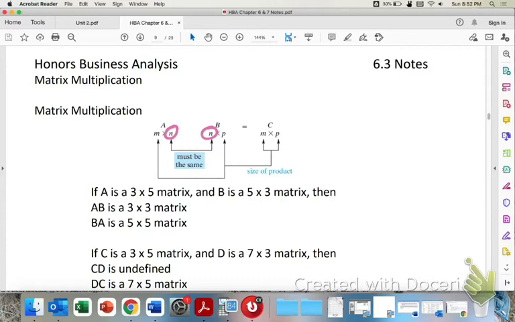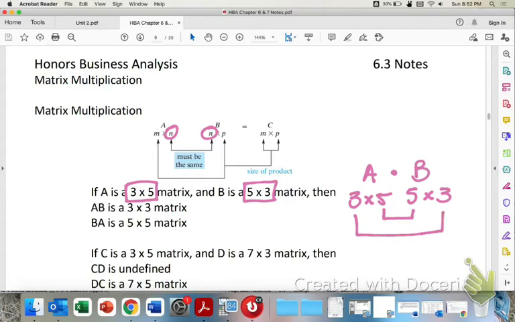Now, the one good thing about this is that we're going to be doing a lot in our calculators, but just to kind of practice a few things. If I was looking at this first example, if A is a 3 by 5 and B is a 5 by 3, if I was multiplying matrix A times matrix B, I would check the sizes, 3 by 5, 5 by 3. The numbers in the middle have to match. The answer is going to be the size of the outer numbers. So the answer would be a 3 by 3.